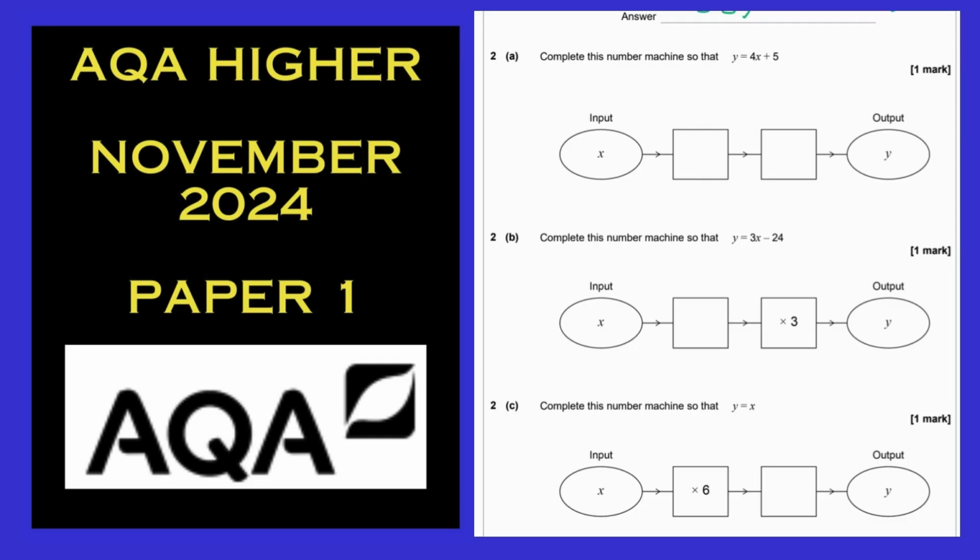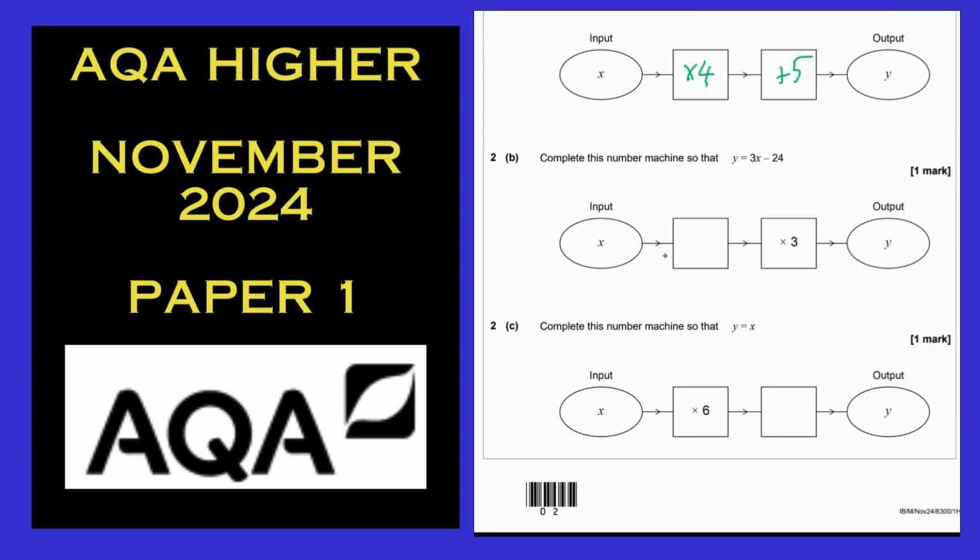2A, we've got number machines going on, always keeping one eye on the maths. So what have we done to get this y equals 4x plus 5? The x has first of all been multiplied by 4 before finally adding a 5 on the end.